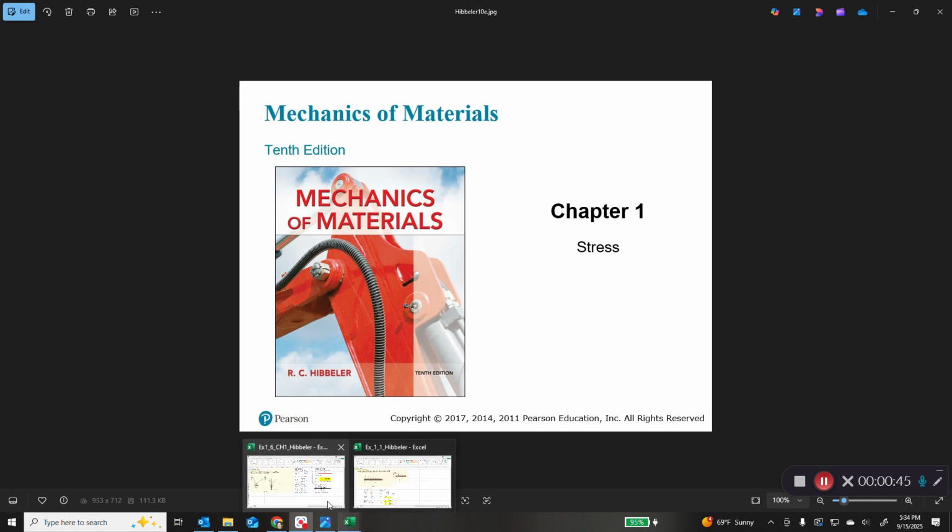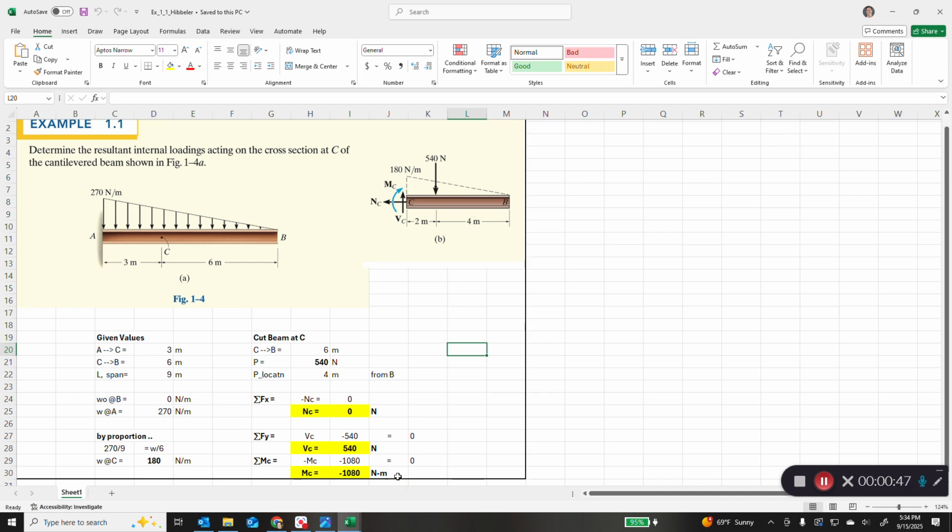So the first problem we will do is a very straightforward problem. And this is example 1.1. Determine the resultant internal loadings acting on the cross section of the beam. It's cantilevered at point C. So you can see the beam in figure 1.4.